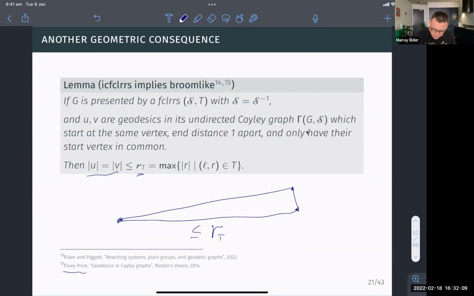And so we call this broom-like, that you have a really long geodesic followed by an edge, then it just branches off just at the very end, like that. So obviously in the picture of PSL2Z, this is exactly what we're going to see, that if you branch off, then it only happens at the very triangle. And so this is a property of all geodetic graphs of finite convergent length reducing rewriting systems. So we know that they're virtually free and hyperbolic. So we're expecting triangles to be behaving like hyperbolic triangles, but it's a bit more extreme than that because it's bounded by RT.